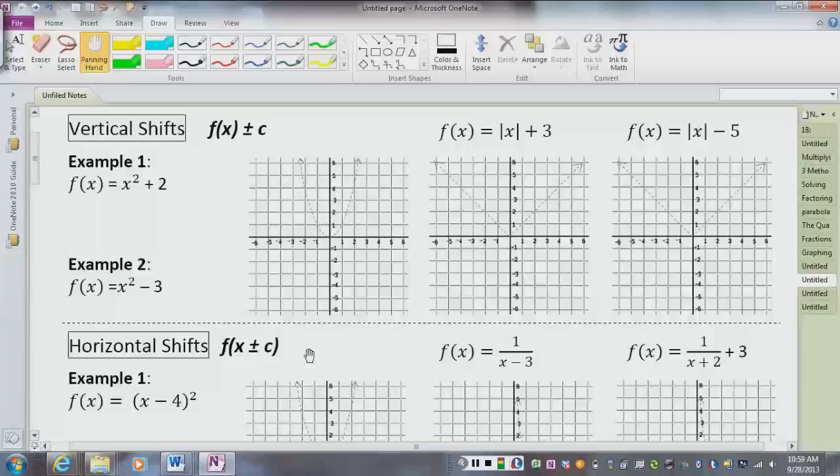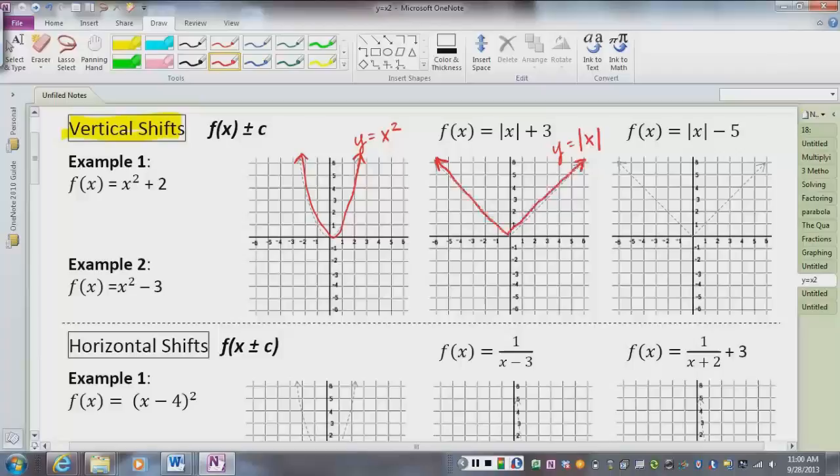In this video, we're going to talk about vertical shifts, and we are going to be working with two functions. Our first function is y equals x squared. This is our parent function for this parabola. And then the second parent function we're going to be working with is y equals the absolute value of x, which creates this V-shaped graph. And what we're going to be doing is showing what it looks like when you shift both of these parent functions vertically, either up or down.